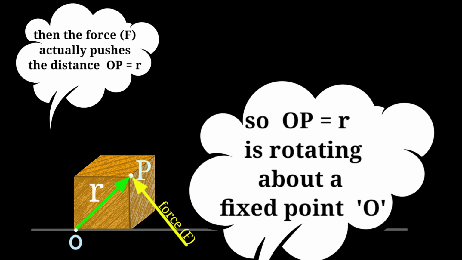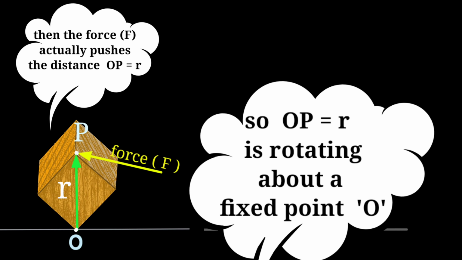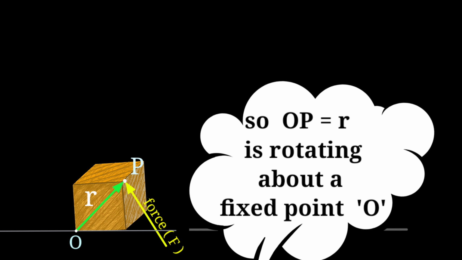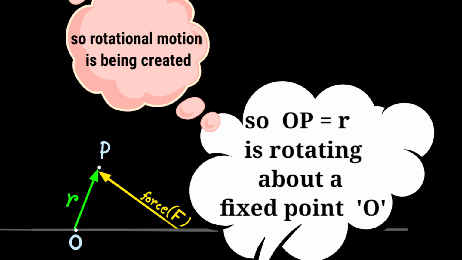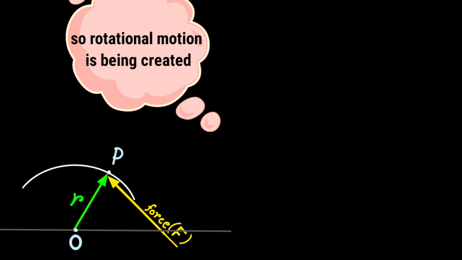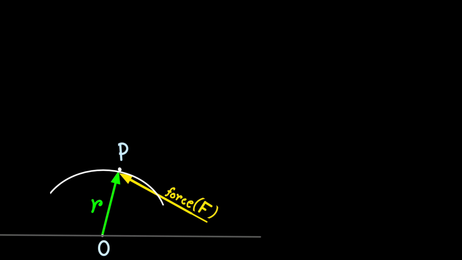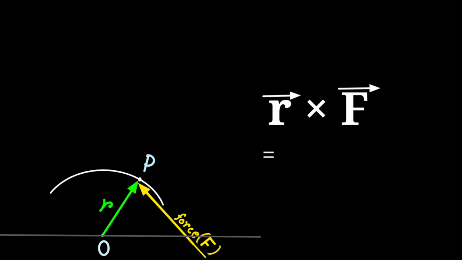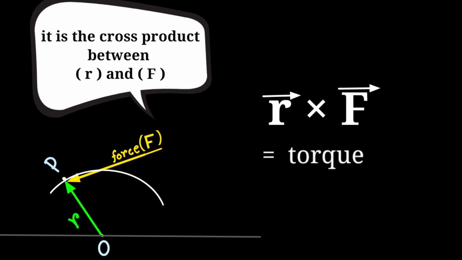So OP is rotating about a fixed point O. So rotational motion is being created. It is R cross F, which is called torque. This is the cross product between R and F.